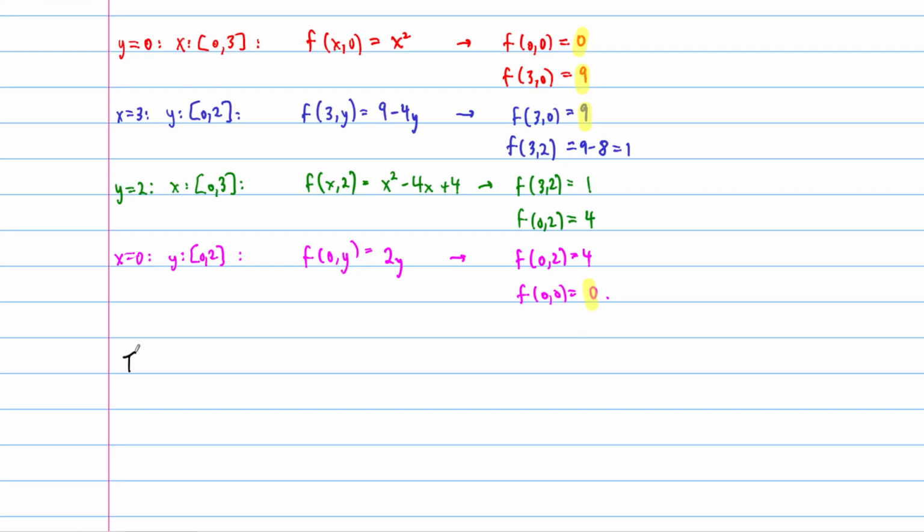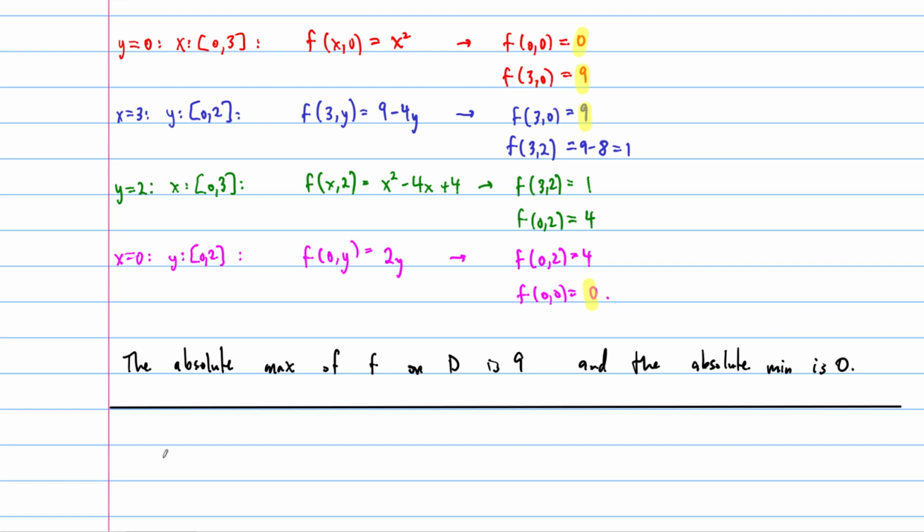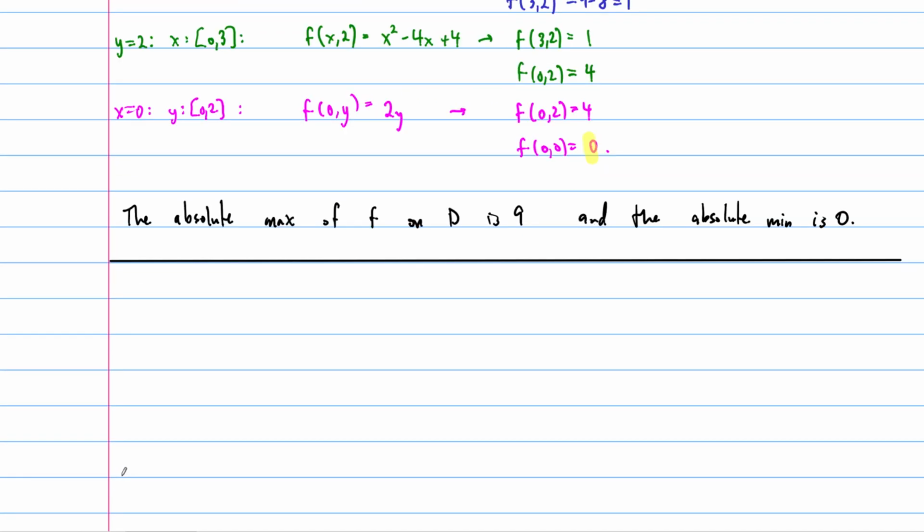Okay, so now we just summarize and we say that the absolute max of f on D is 9, and the absolute min is going to be 0. Okay, and so that's that. All right, so for the last little section of this lecture, let's talk about optimization.